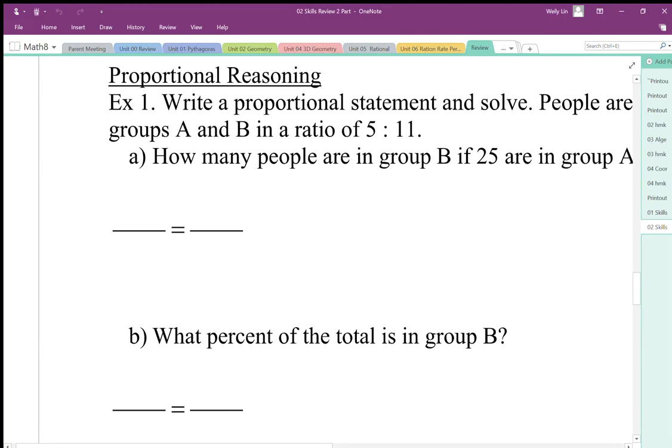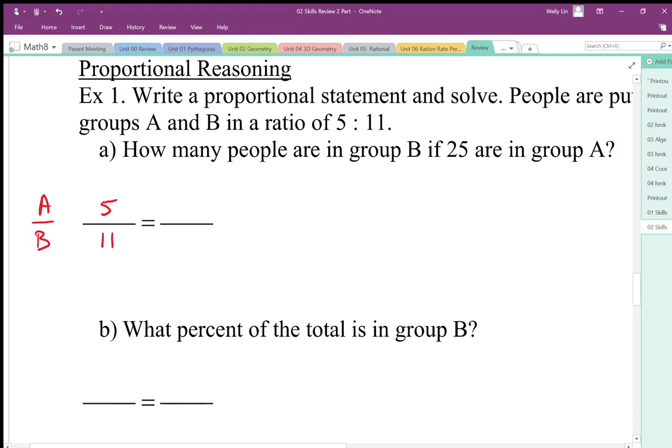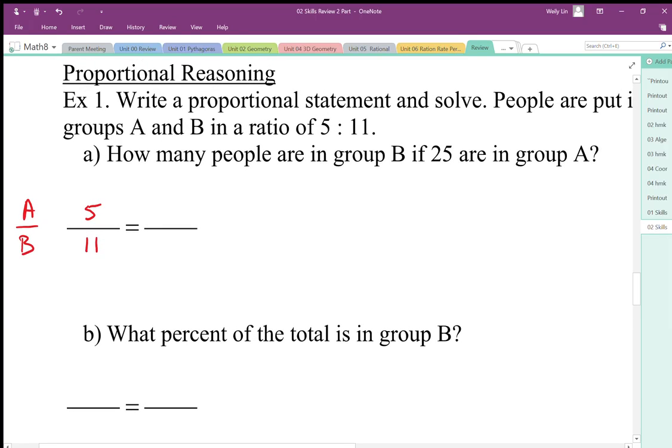So A to B is 5 to 11. So I have to make sure that I do it in the right order. Now it doesn't actually matter if A is on top or B is on top, but once I've set A on top and B on bottom, I need to make sure that the rest of my comparisons are going to be in the same direction. So it says, how many people in group B if 25 are in group A? Well, 25 goes on top then, because that's the proportion for group A. And then I'm trying to solve for the number of people in group B.